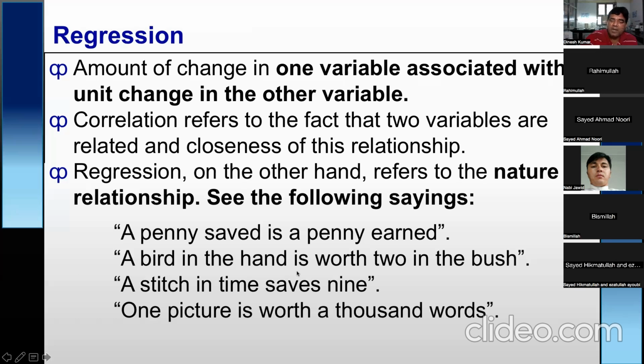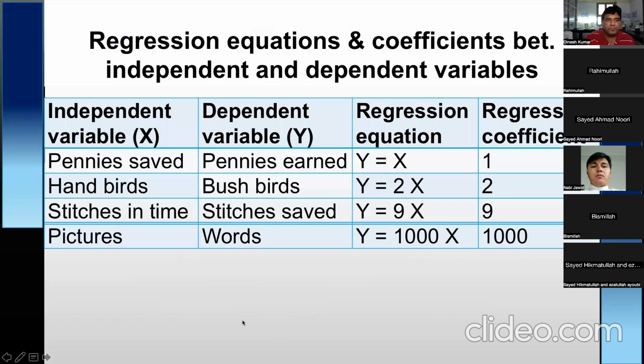A bird in the hand is worth two in the bush. So you see, a numerical relationship is there. One bird is in your hand and two birds are in the bush. A stitch in time saves 9. So you see the mathematical relation, the quantitative relation. One picture is worth 1,000 words.